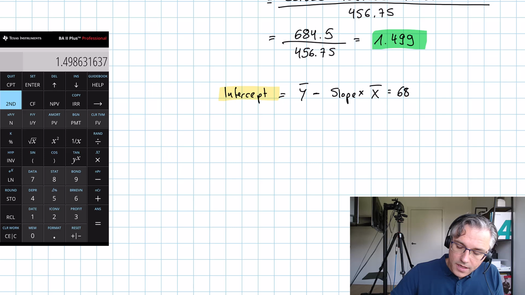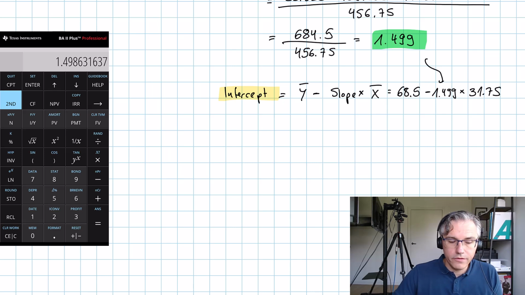So 68.5 minus the slope, 1.499, times 31.75 weeks, the mean value for the weeks studied. And I'm going to utilize the number which I still have on my calculator display, because if you don't use the precise number, you get the result slightly off what it should be. I'm just going to stick a negative sign in front of it with the plus minus key, multiply by 31.75.